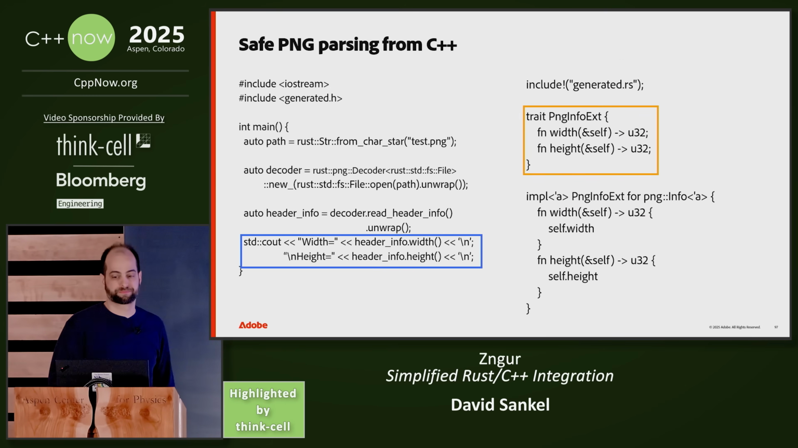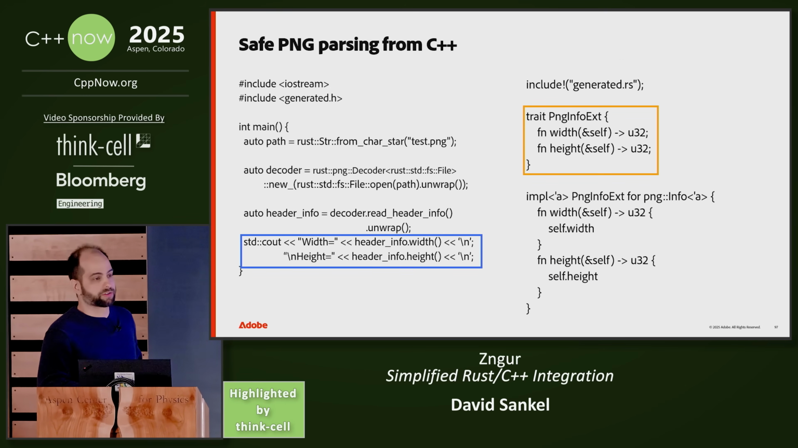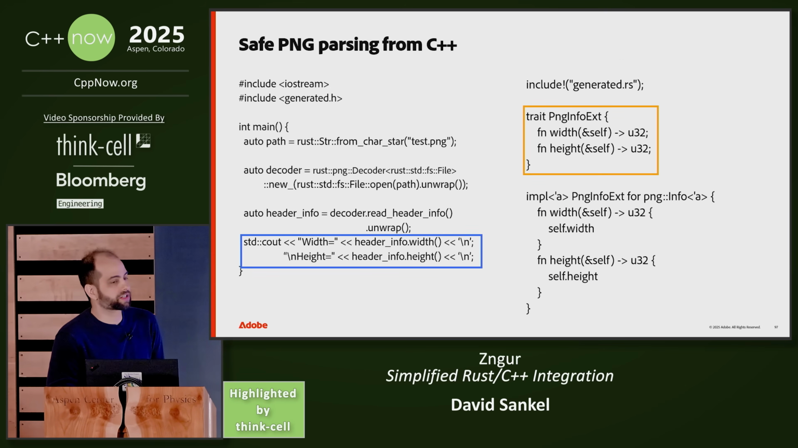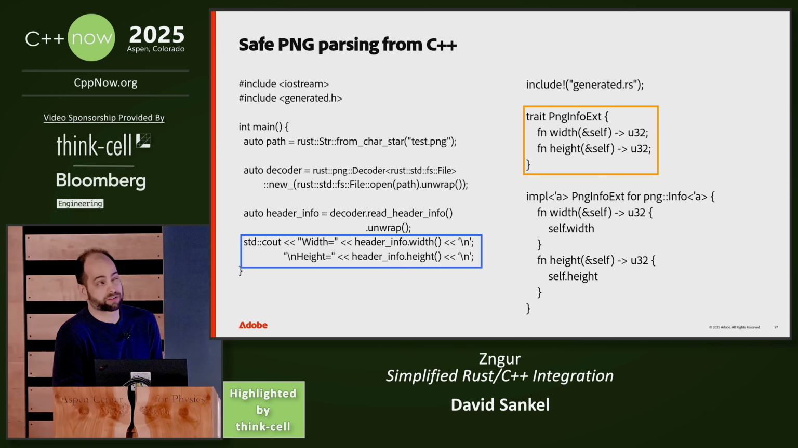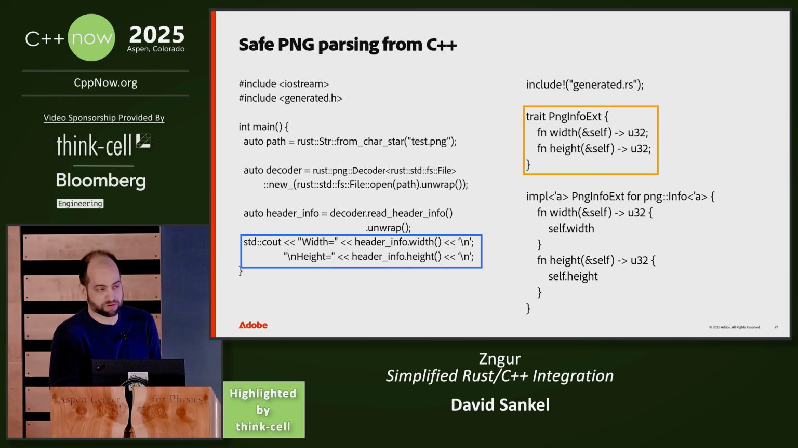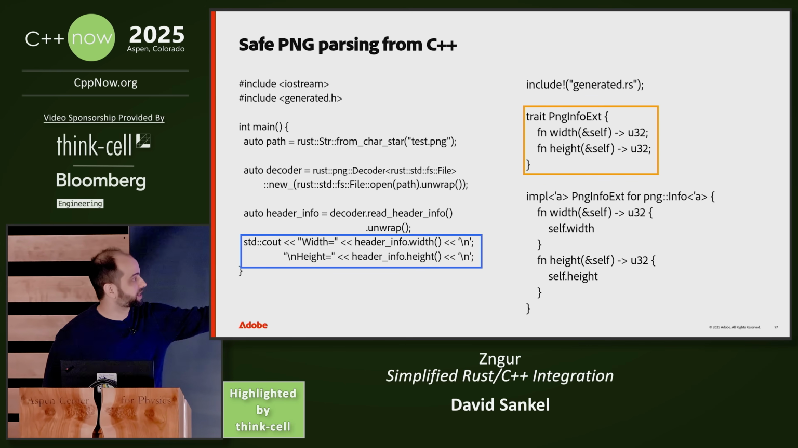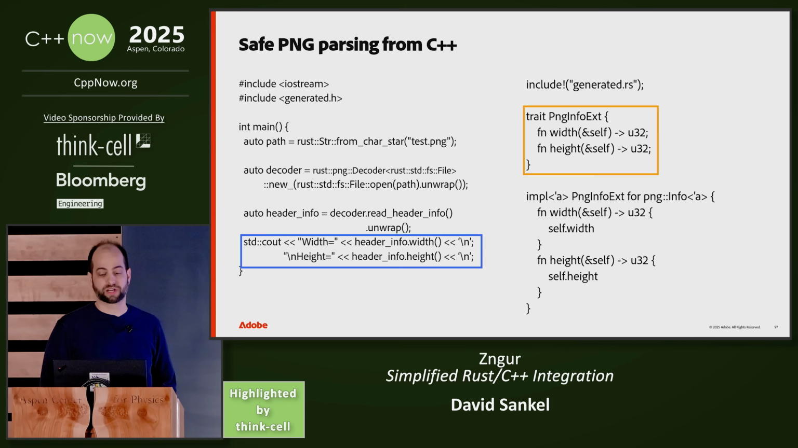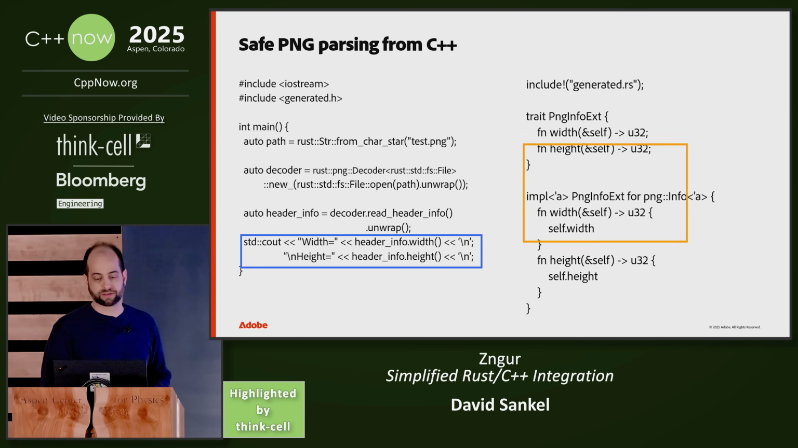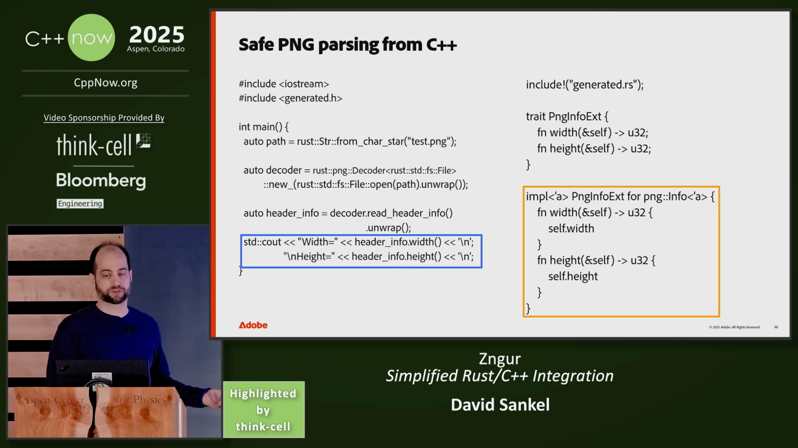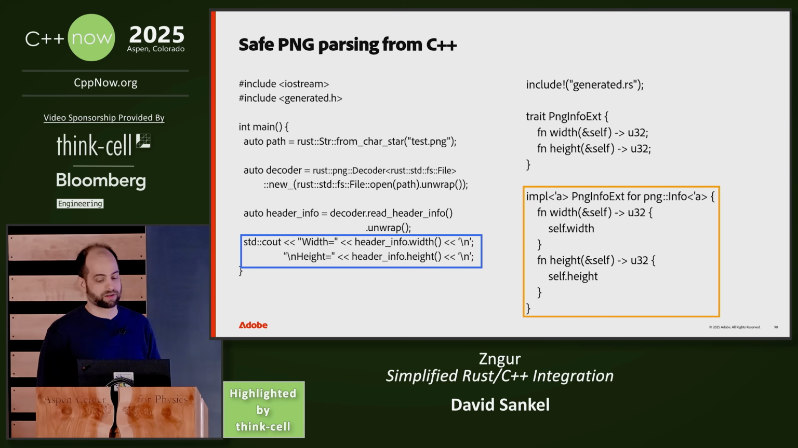So let's do that. The way that you do this in Rust, there's this thing called an extension trait, and you can use it to add more member functions to a given type. And so we create our trait called PngInfoExt. We have width and we have height, which return u32. And we make an implementation of this for the PNG Info object in a very straightforward way, right?